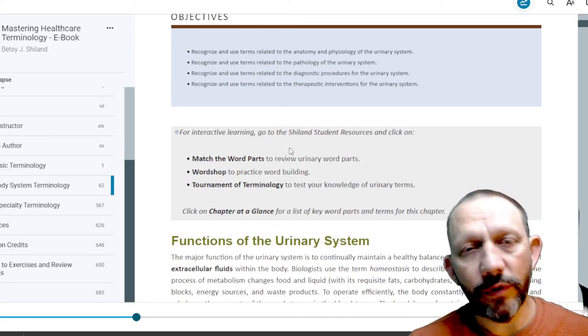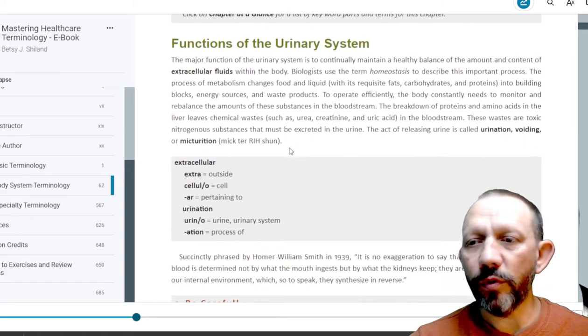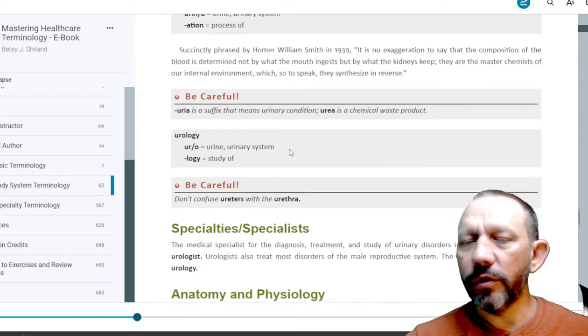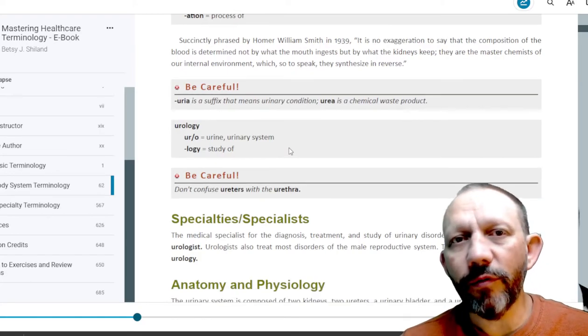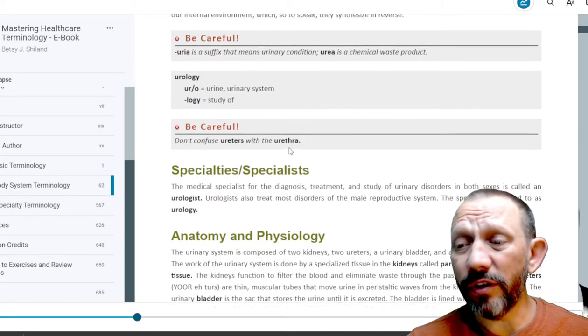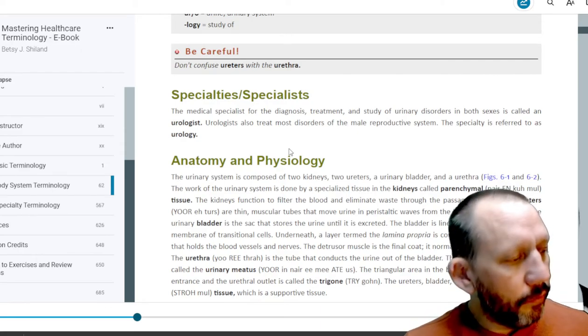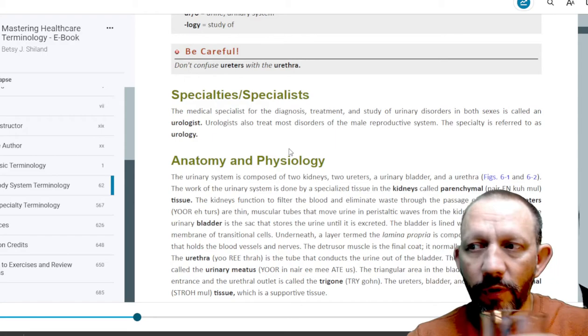Recognize the terms used for urinary system, of course, match word parts, word things like that, extra, cellulo, uro. So anything urology is the study of urology. Urologist is one who studies urology. That makes sense, right? Urinary system will include the kidneys, like we said before.